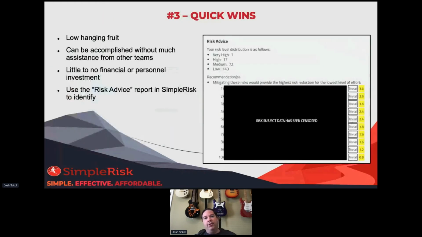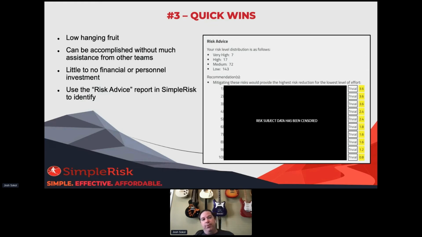The next thing here is quick wins. These are low-hanging fruit. We all have these things in our organization where we look at it and go, yeah, that would actually be really easy for us to fix. We don't need a lot of additional assistance to fix that. We don't need to throw money at this problem. We don't need a major personnel investment. We can do this with the resources that we already have.